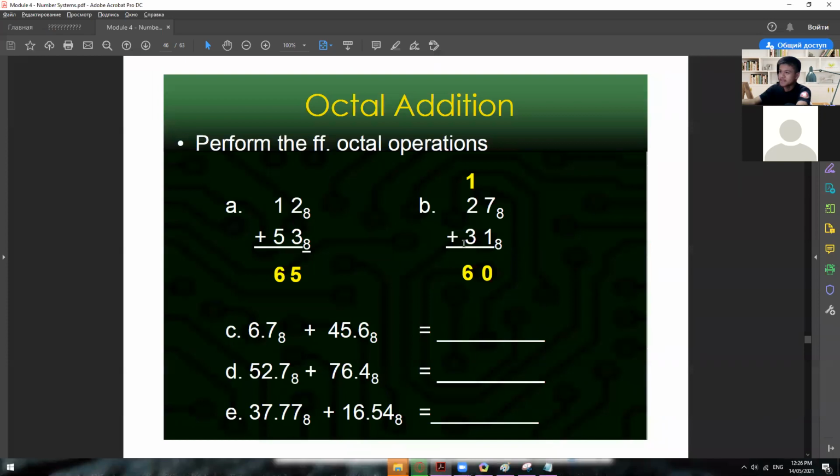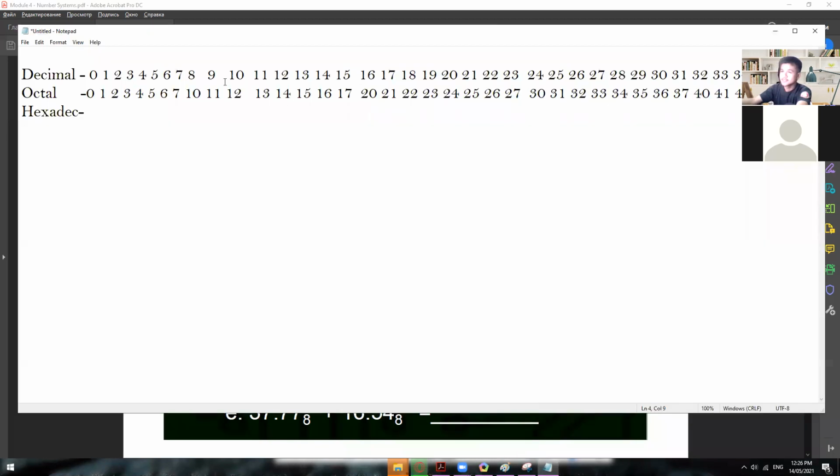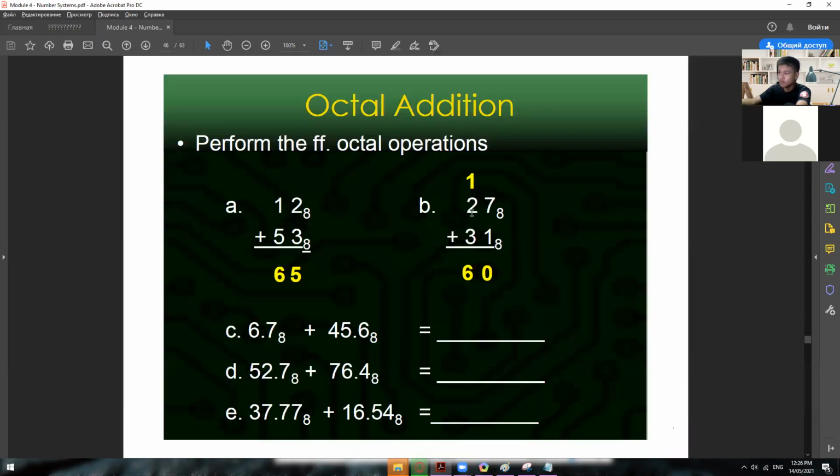Okay, let's go back in here. 7 plus 1 is 8 in decimal. However, in octal, it's equal to 10. That is why we carry 1 and bring down 0 right here, so it's 10. Then 3 plus 2 is 5, plus 1 is 6. So are we clear so far? Were you guys able to follow?